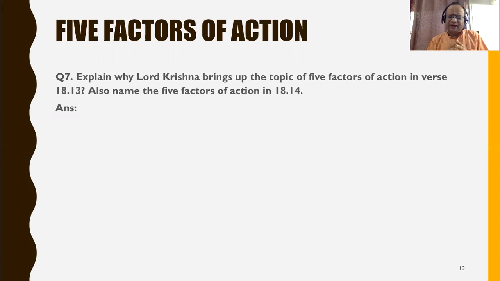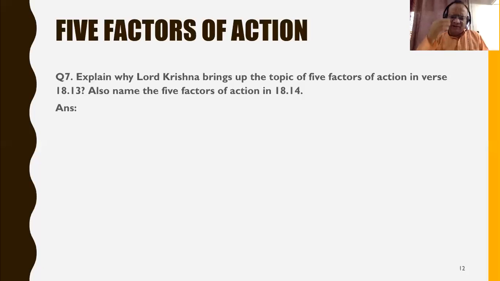So Arjuna primarily is confused about whether he should act, that is, go for war, or he should renounce and take sannyas. The reason he is giving is that if I go for war, there will be killing, there will be reactions, and I will be bound in the chain of reactions. So that is his reasoning. Now Lord Krishna brings up this topic. Again, in chapter 18, he is talking about renunciation and tyaga, whether I should do activity or whether I should not. So Lord Krishna is explaining these five factors of action.